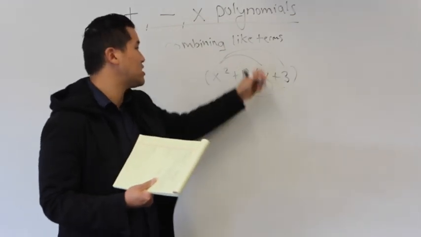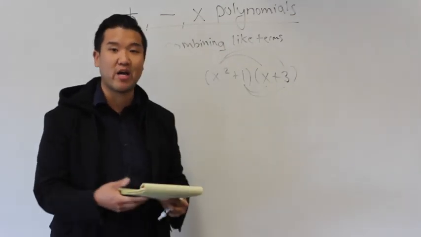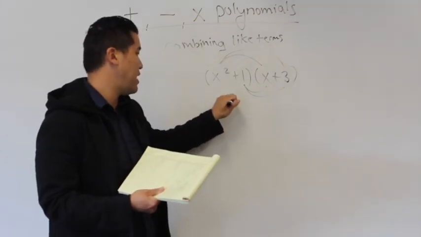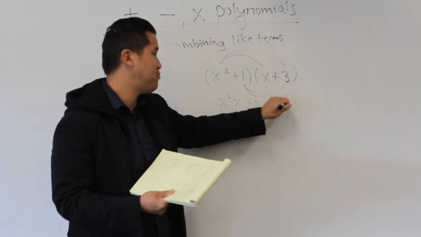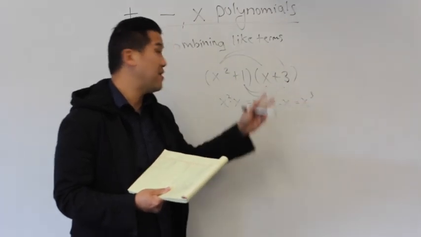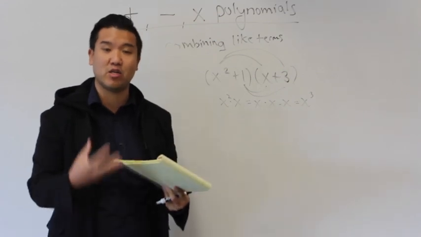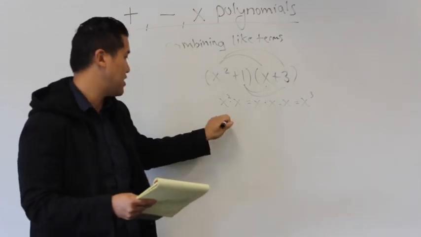So I'm going to distribute the x squared to both. If you have x squared times x, how many x's do I have? If I expand this, you have 3 of them. So what is my math? When you multiply same bases, you're going to add the exponents. So you have x cubed.